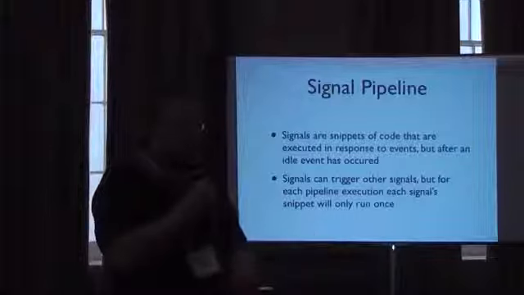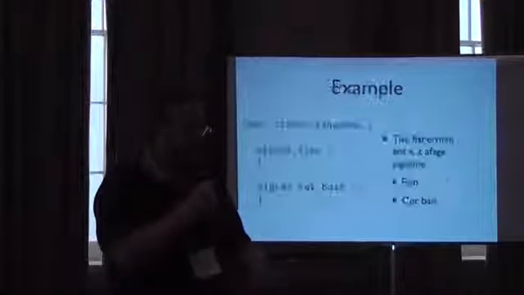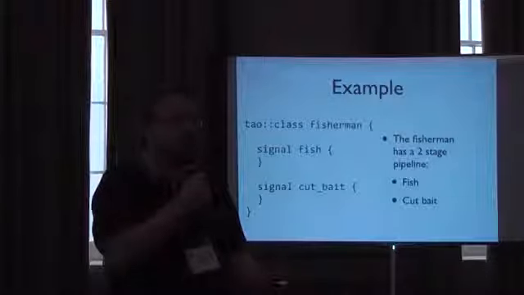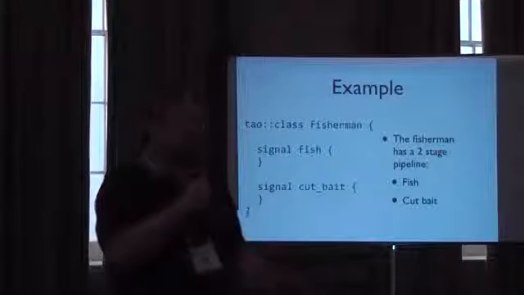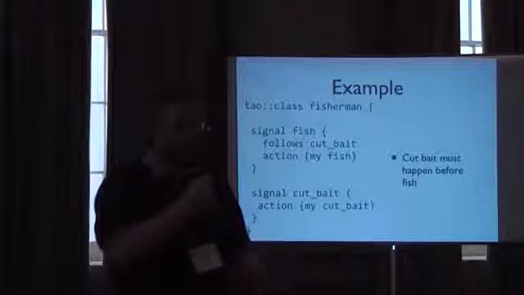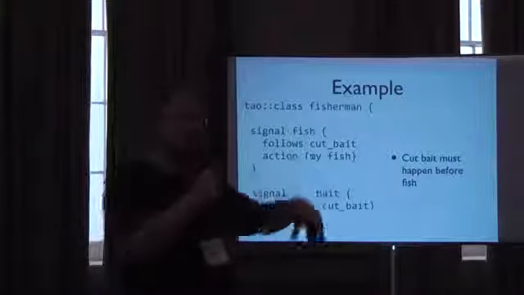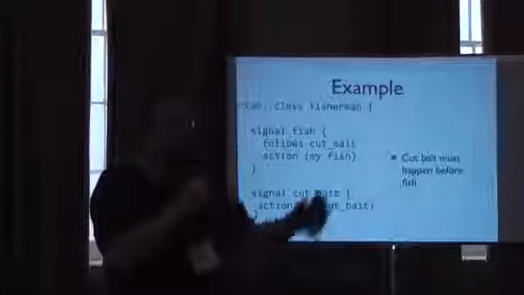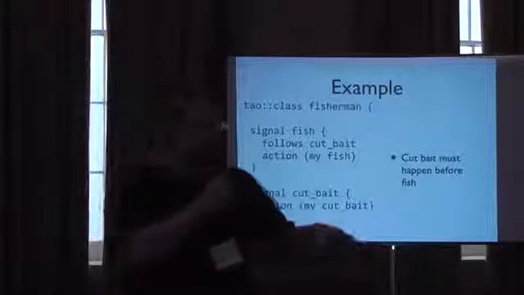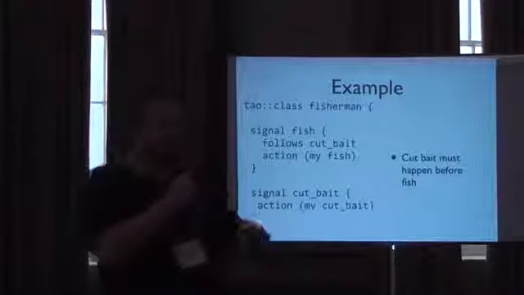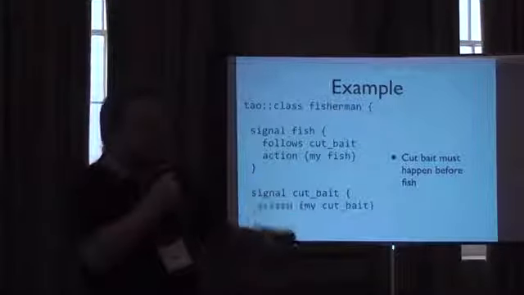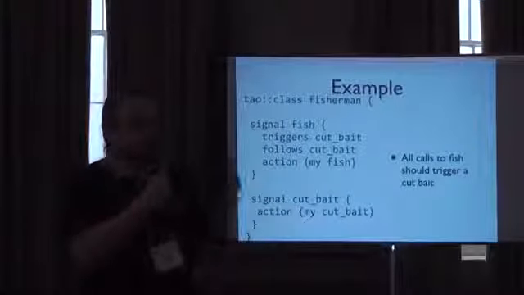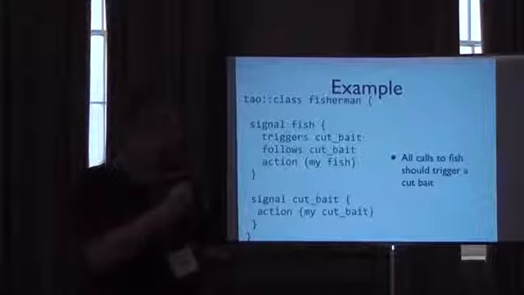They're basically little code snippets. The example I like to give is, let's say we're implementing a fisherman, and a fisherman can fish or cut bait. Can't do both at the same time. But we want him to cut bait before he fishes. And so if we were doing it in signals, we can specify, okay, when you fish, that operation follows cut bait, and we can even make sure that when you call signal fish, it triggers cut bait to occur.